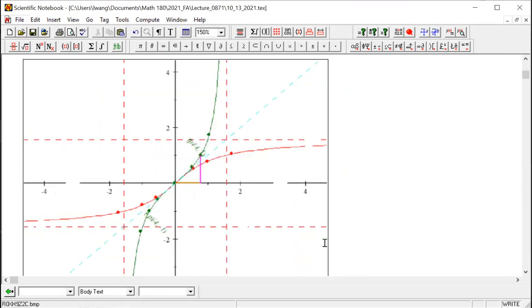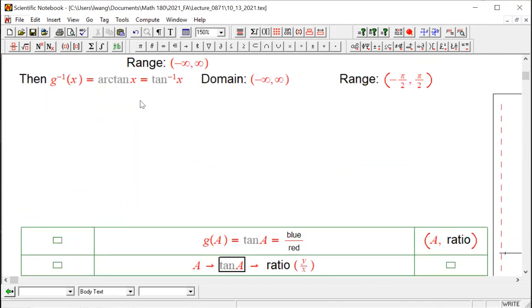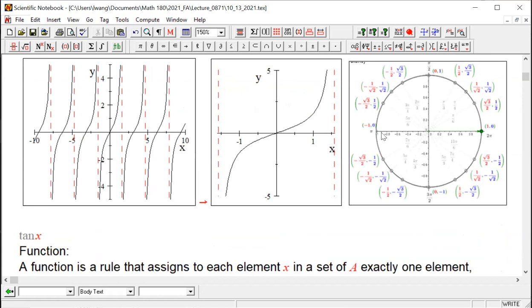Where's my unit circle? Come on, come back. Where's my unit circle? There.